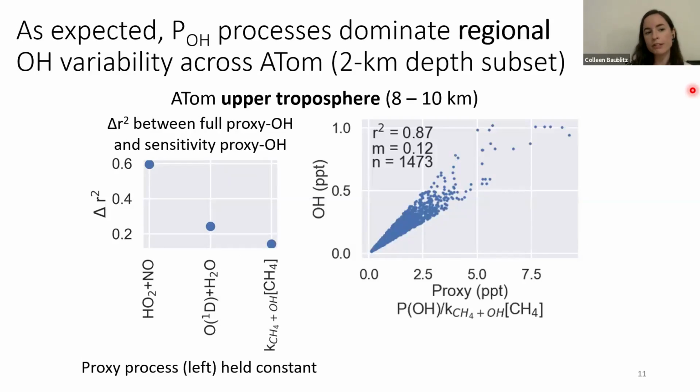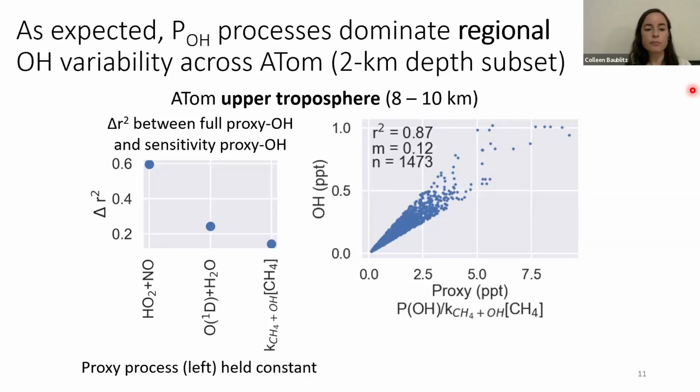Okay, and then going on from here to look at regional scales, in contrast to the last slide, which was showing the full ATOM data set. As we anticipated, the OH production processes, in contrast, seem to dominate regional OH variability across ATOM. Here I'm showing essentially a 2-kilometer depth subset of the ATOM data set, which I'm calling the upper troposphere. Really what I'm defining as the upper troposphere is between 8 to 10 kilometers. I'm showing on the left this same decomposition analysis where I break it down by process, where each of these points shows the difference in R squared when I hold this process constant.